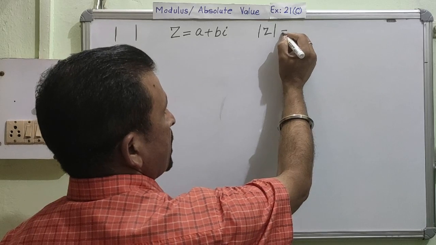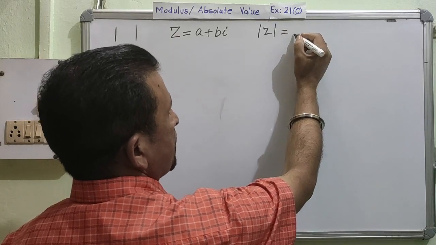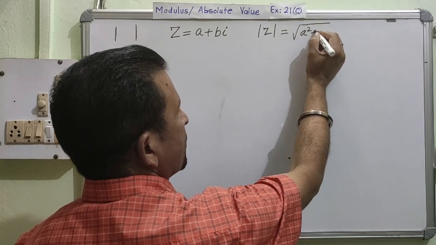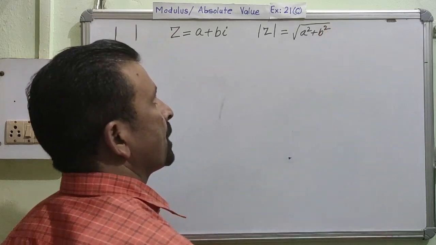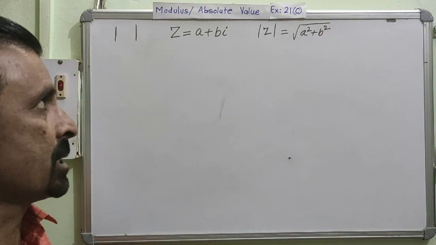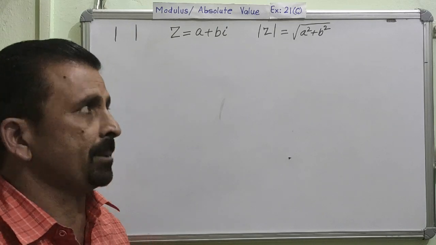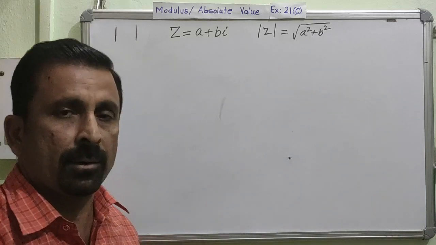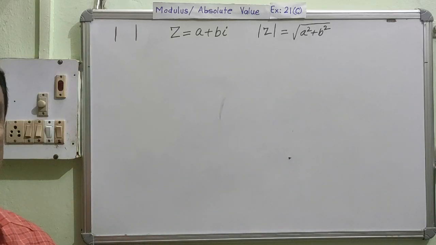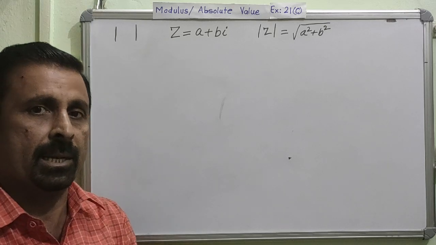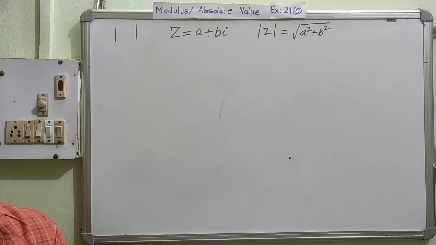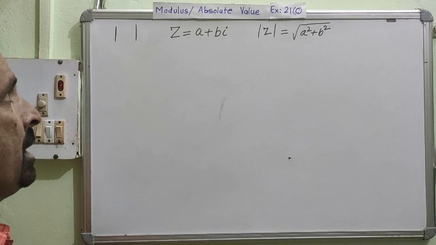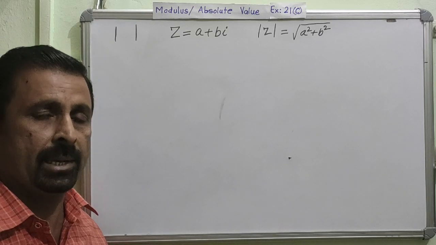The process of calculating the absolute value is very simple. It is the square root of the sum of the squares of the real part and the imaginary part. a is the real part, b is the imaginary part. So the square root of the sum of the square of the real part and the square of the imaginary part. This is how we calculate the modulus. Is it very clear? So this is a very simple concept. We will use this formula to find the modulus of any complex number.